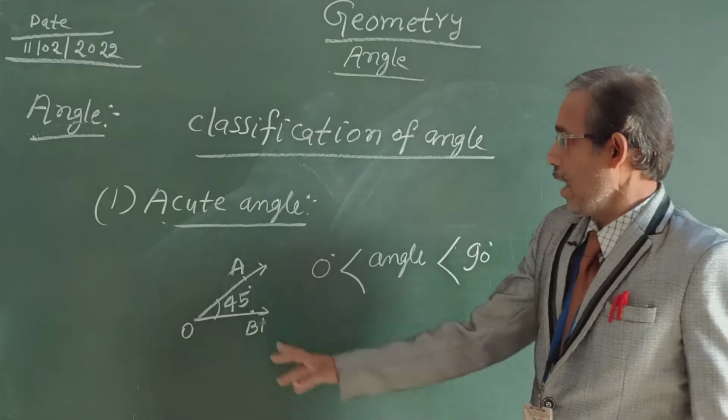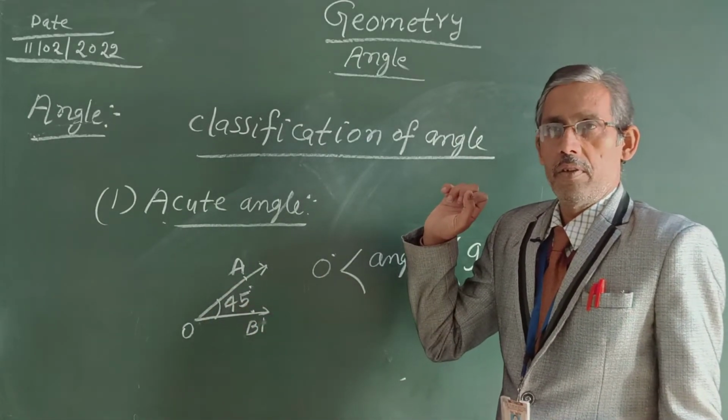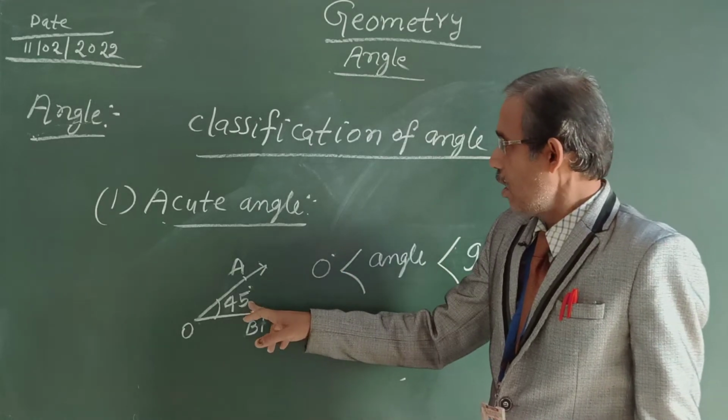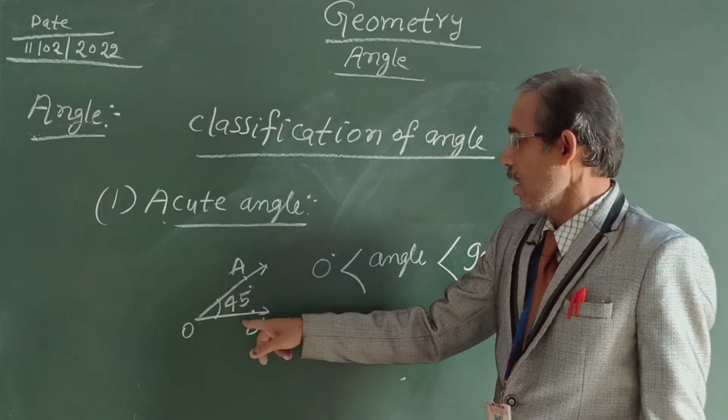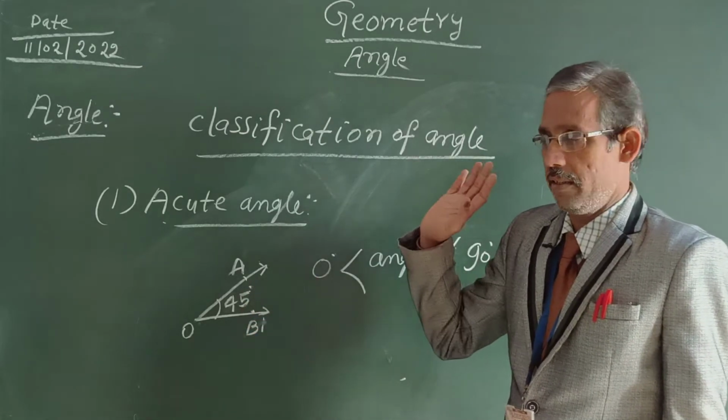From the figure, angle AOB is 45 degrees. It is called an acute angle because it is greater than 0 degrees but less than 90 degrees.